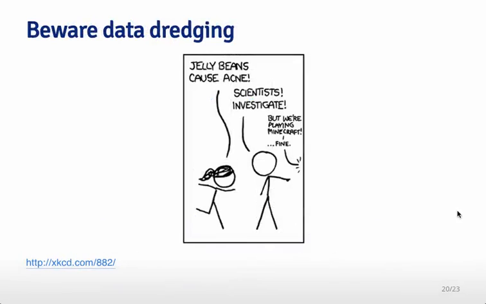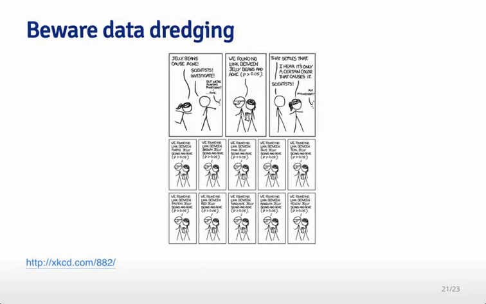Another key component of paying attention to big data and data science is being aware of data dredging. So suppose you want to consider something silly like jelly beans cause acne. This comes from an XKCD cartoon. So scientists could investigate and they find out that jelly beans aren't related to causing acne. Then they say, well, that settles that, but you could try to change your hypothesis.